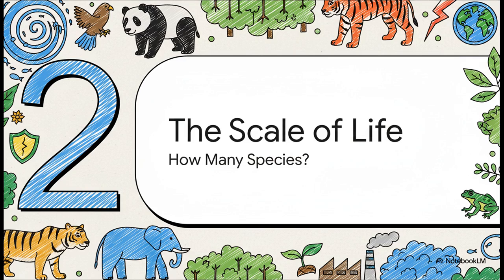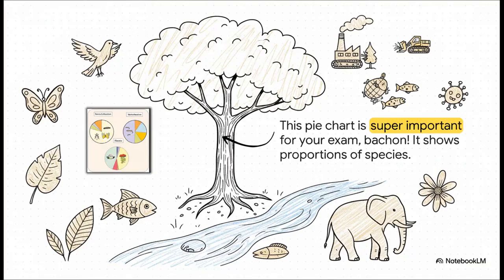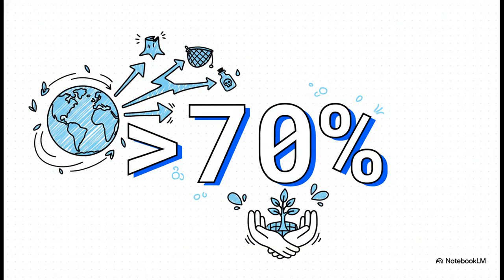All right, so we've established there's a lot of variety, but just how much are we talking about? Let's get into the numbers, and believe me, they are absolutely mind-boggling. Now listen up. This pie chart is super important for your exam, so please focus here. It shows the share of different species groups, but just look at the invertebrates. See that massive piece of the pie? Any guesses what that is? It's more than 70%.